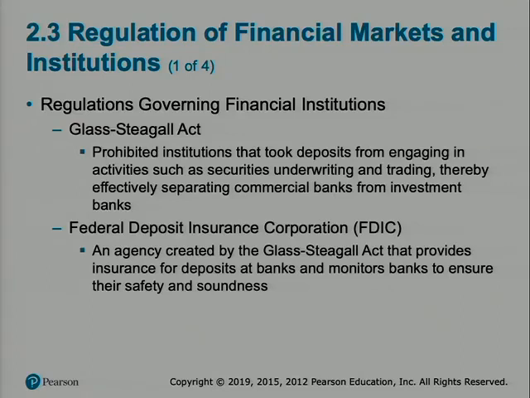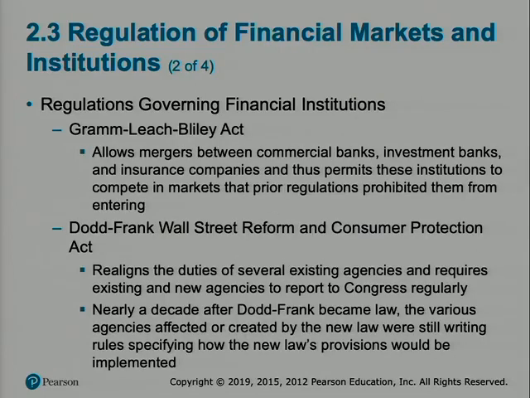Because that is what keeps the economy moving, is this flow of money, banks to investors and back to savers. So the government wants to make sure that that momentum is going to keep occurring. Now, the Gramm-Leach-Bliley Act, when it looks at mergers between commercial banks and investment banks and insurance companies, they want to make sure that these institutions can compete in the market, prior to regulations that prohibit them from entering them together.